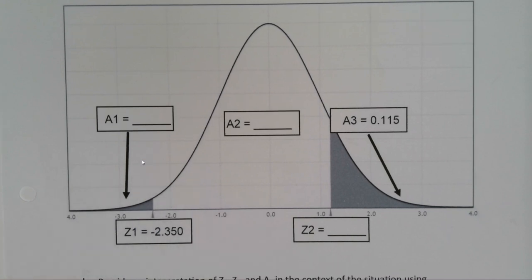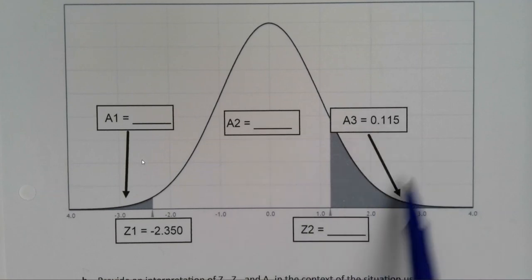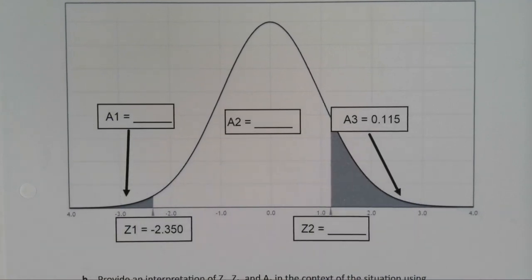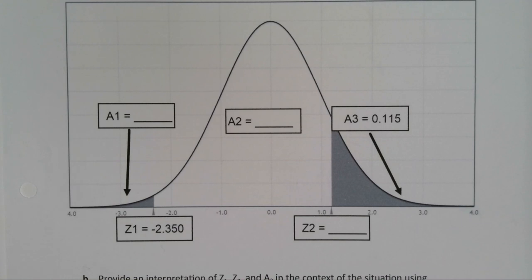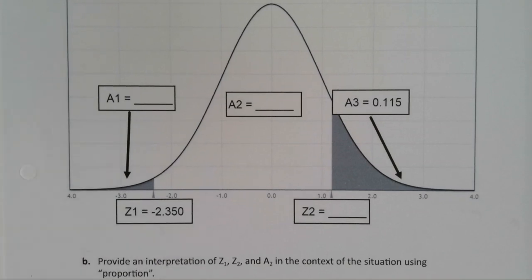And you can actually start anywhere with these problems. I mean, maybe not the middle area, but you could start with the right tail or the left tail. It'll work either way. So it's just kind of whichever one you want to do. But over here, we know a z-score. We're looking for an area.